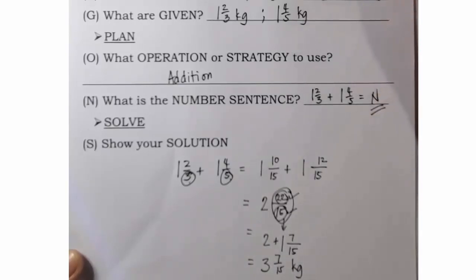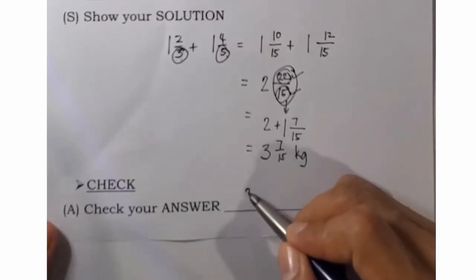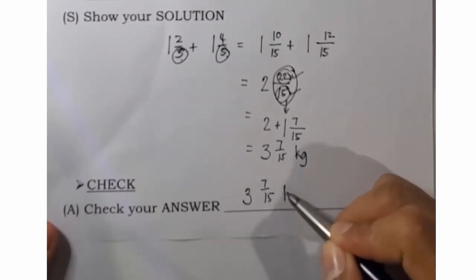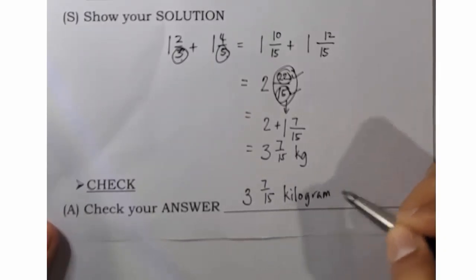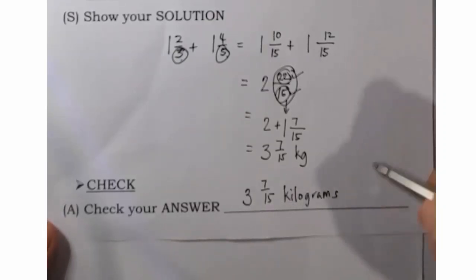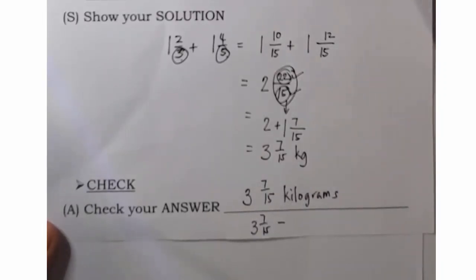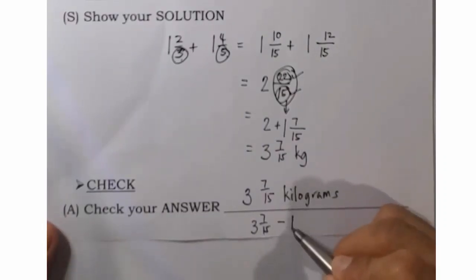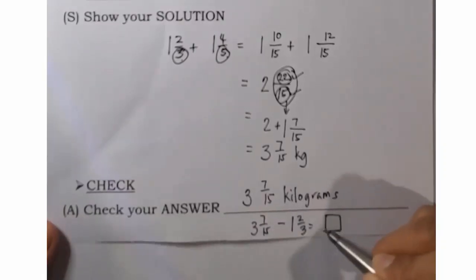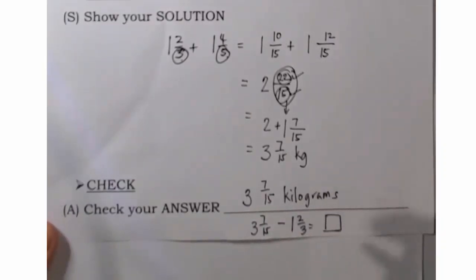So, don't forget to put your label, kilograms. Now, try to examine if your fraction is already in the simplest form or lowest terms. 7/15 is in lowest terms. Therefore, the correct answer is 3 and 7/15 kilograms. To check your answer, you could do 3 and 7/15, which is the sum, minus either of these two, 1 and 2/3 or 1 and 4/5. If you use 1 and 2/3, expect that the answer is supposed to be 1 and 4/5. If you get 1 and 4/5, then your answer is already correct.